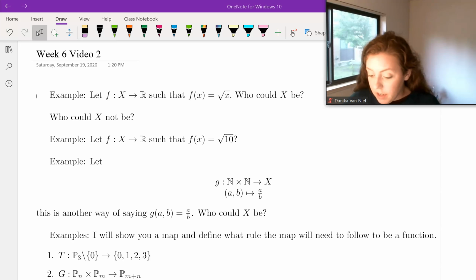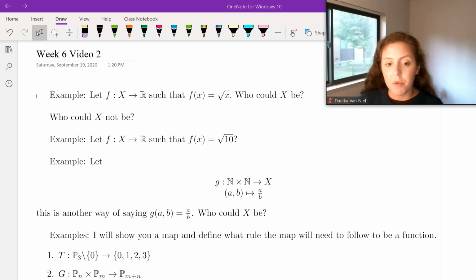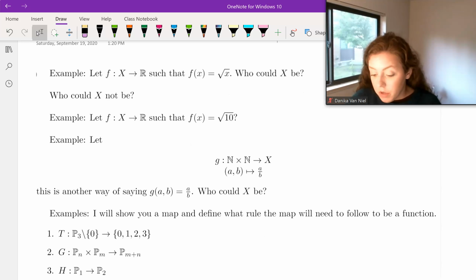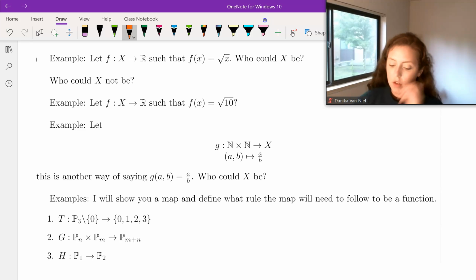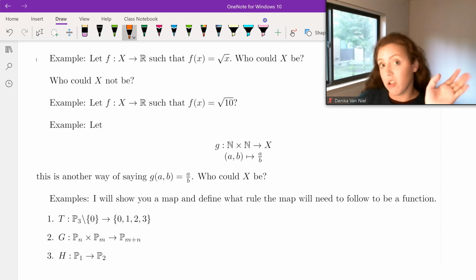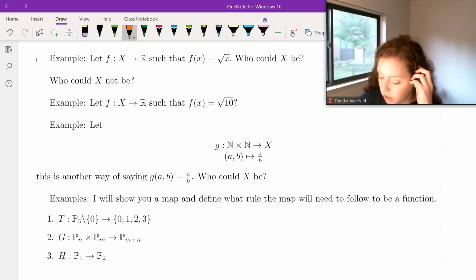Welcome back. So we're going to continue our discussion about functions, and then we'll start introducing some new definitions, some extra definitions for functions. So here I have a couple of examples that I would like you to try. And disclaimer, I'm not saying that what I'm saying are all the options, it's just some of them. Okay. So let f go from x to R such that f of x equals square root x.